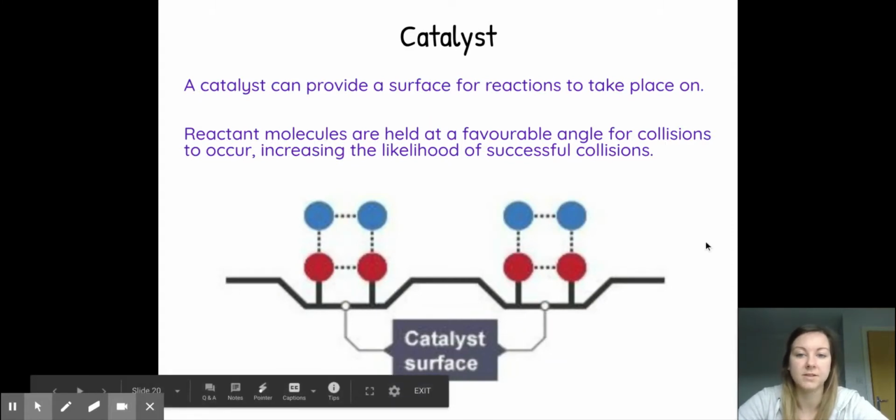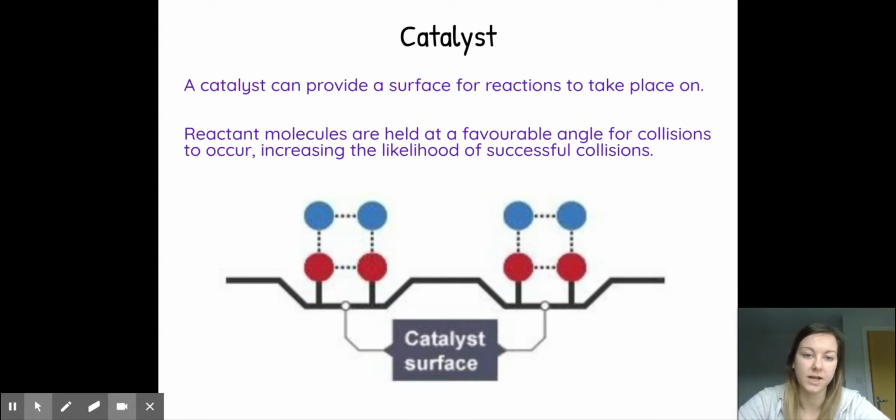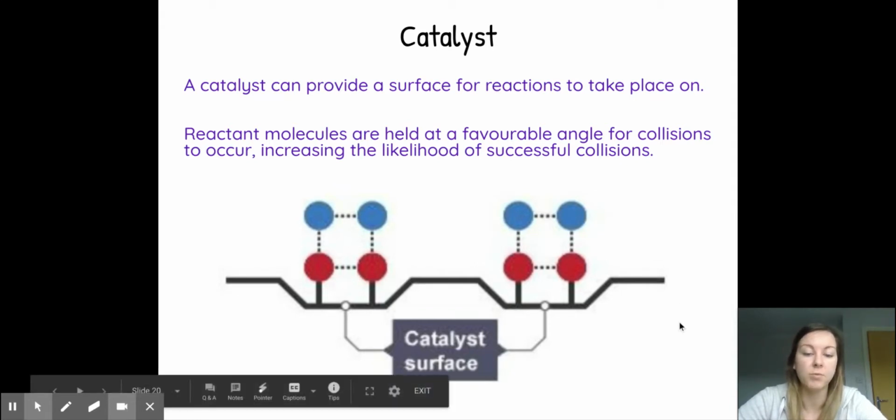Lastly, we have catalysts. So we know that a catalyst can provide a surface for the reactions to take place on. Now what it does is it holds the molecules at a favourable angle, which means they're going to have a higher chance of successful collisions because they are being held with the correct collision geometry. So that's how a catalyst helps to do that. Again, it's very important for catalysts to have a large surface area so that more of this can take place.